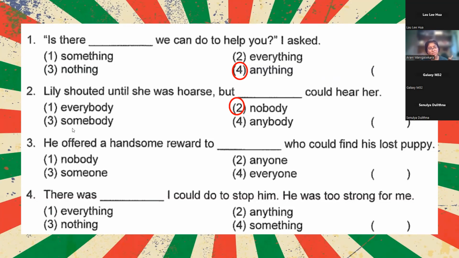And why is it not somebody? Again, it's the same thing. So you have to say that she screamed, but nobody could hear her. So you can't use somebody or everybody. But why is it not anybody?